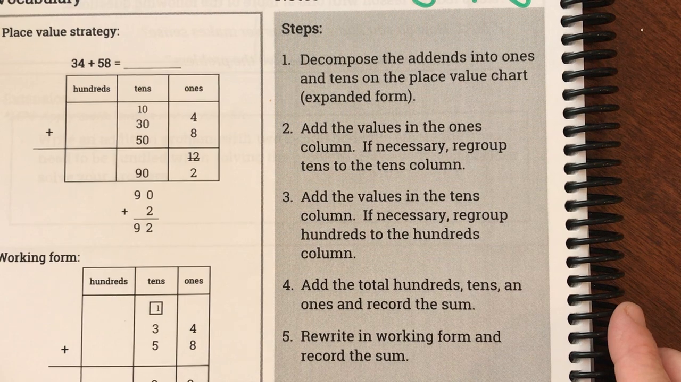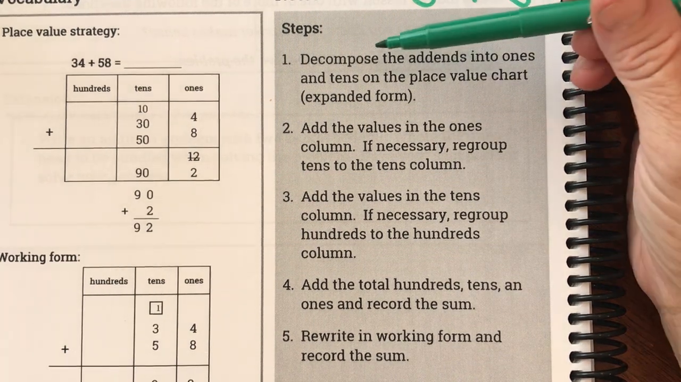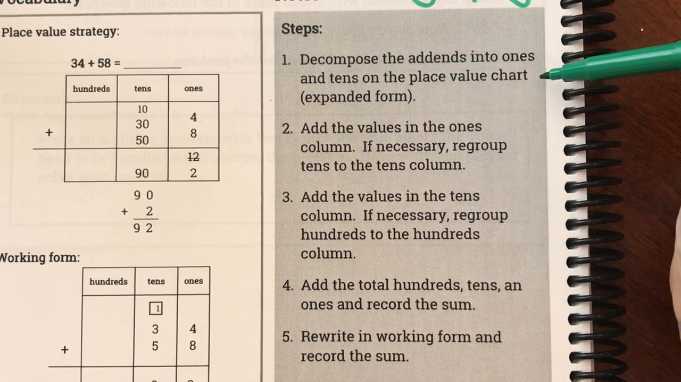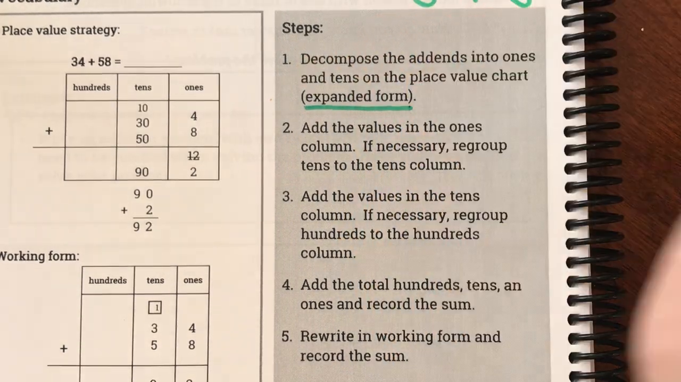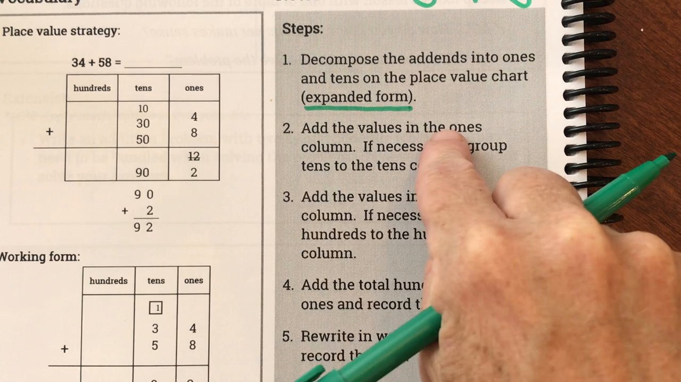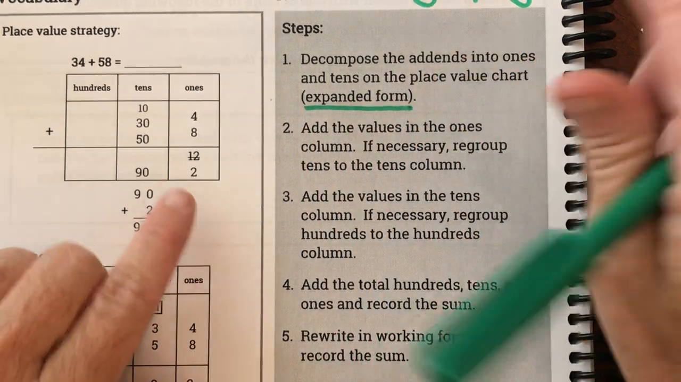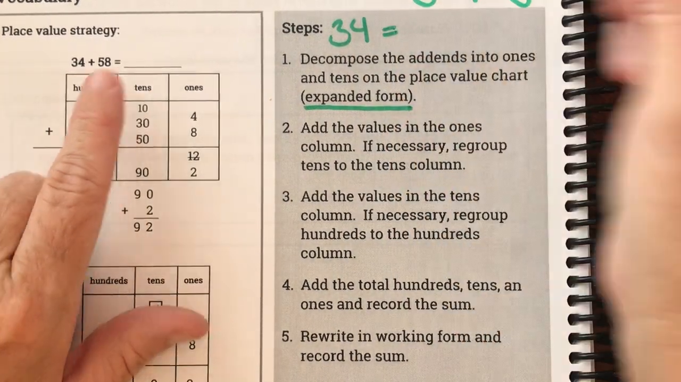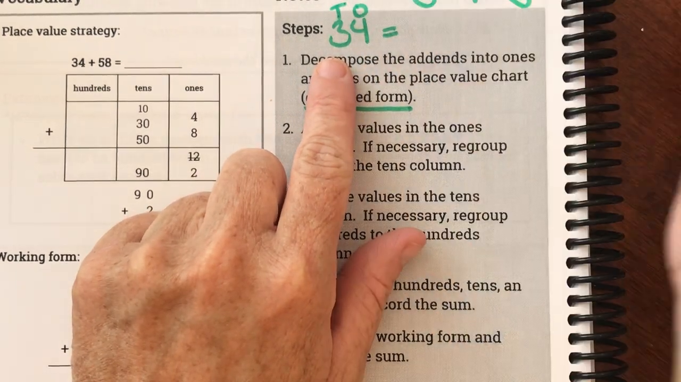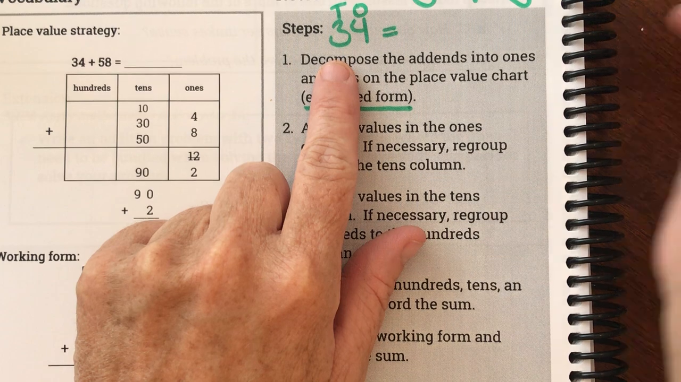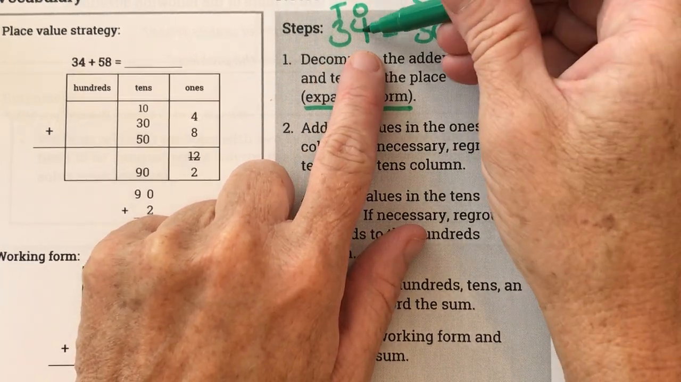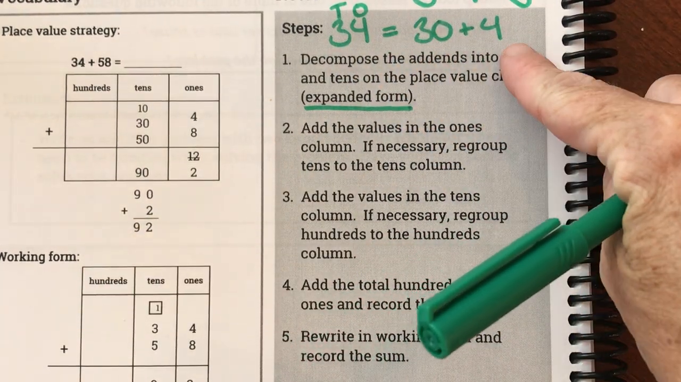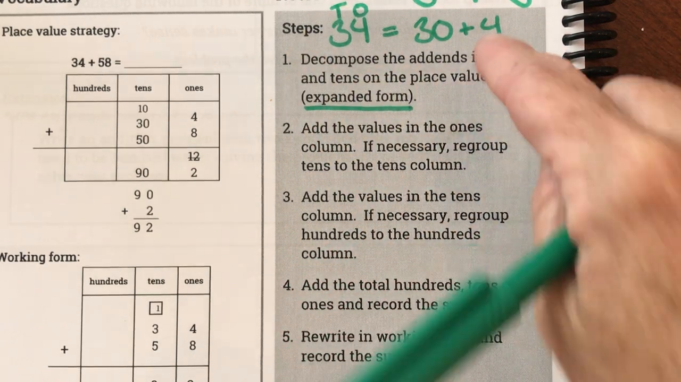Okay, let's look at our steps, ladies and gentlemen. Our first step says, we're going to decompose the add-ins into ones and tens on the place value chart. We're going to put it in expanded form. We did this many lessons ago. So if I had 34, like they have in this add-in, this is my ones and that's my tens. So I have 3 tens. 3 tens is worth 30, and 4 ones is worth just 4. So 34 is equal to 30 plus 4. This is what we're going to do in step 1.